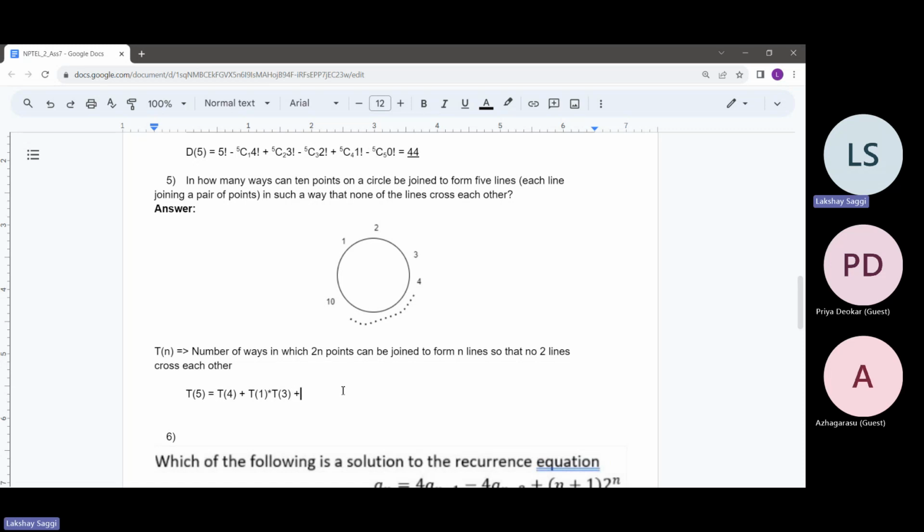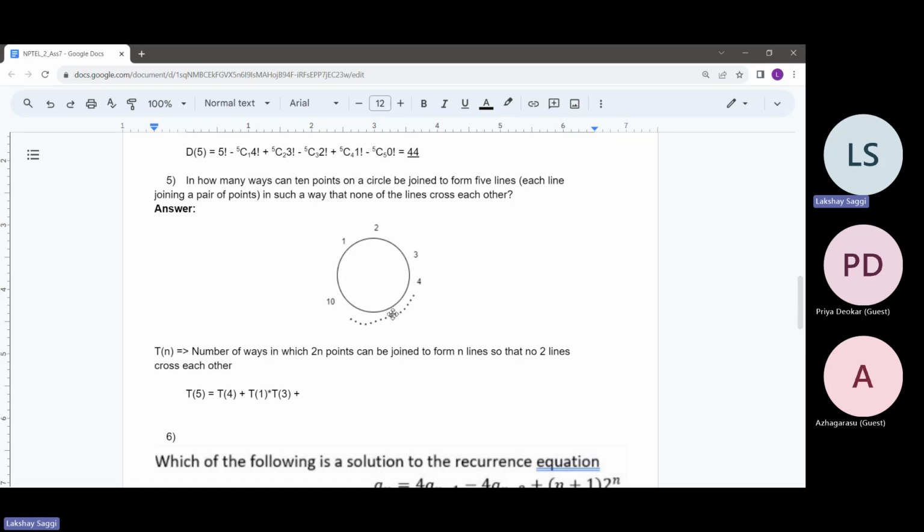And similarly, let's say instead of pairing up 1 with 4, if we paired up 1 with 5, then we again have 0 ways, because for these points 2, 3, 4, there will be an odd number of points. So one point will have to cross the line of 1 and 5, which will not be possible. So with 1 and 5, we'll get 0 ways.